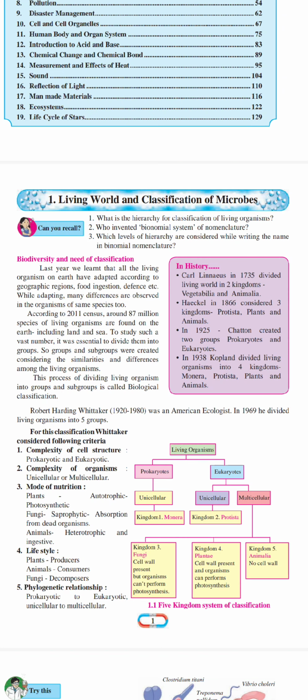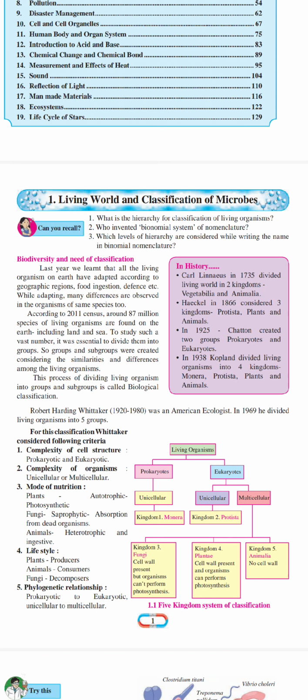Now just see the second question: who invented the binomial system of nomenclature? Binomial means two, but who invented it? That is Carl Linnaeus. Carl Linnaeus, a scientist, said that the living world is divided into two parts, that is two kingdoms, Vegetalia and Animalia.